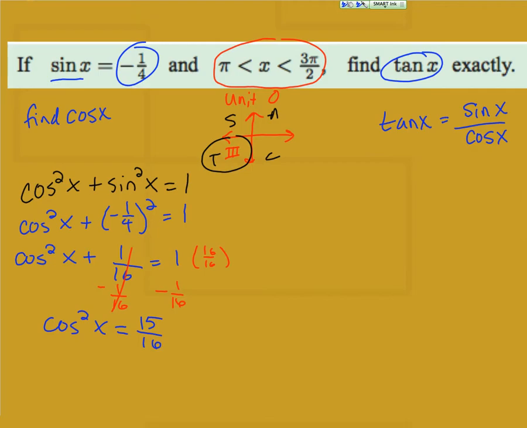Am I doing that subtraction too fast or anything? I just know fractions can be kind of weird. So then I can square root. So cosine of x equals the square root of 15. What's the square root of 16? So over 4. Except since I know that I'm in this quadrant 3, my cosine will be negative. So I have negative square root of 15 over 4.